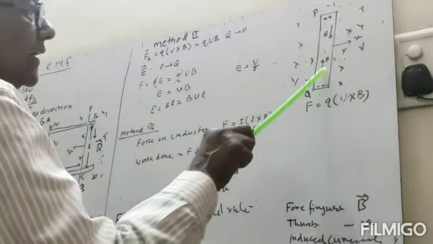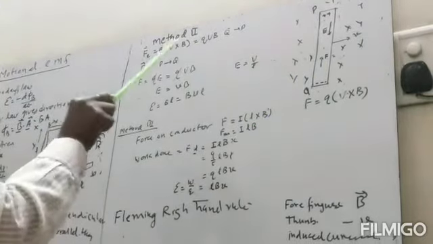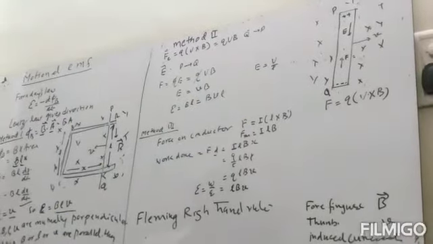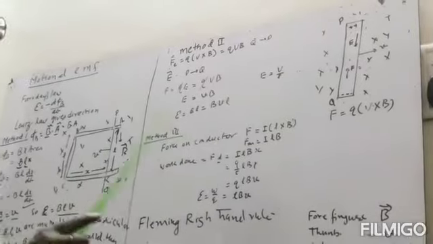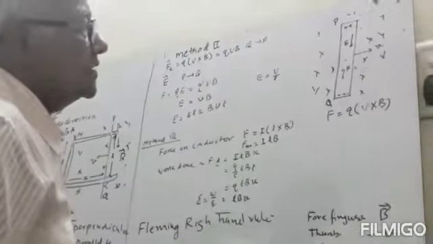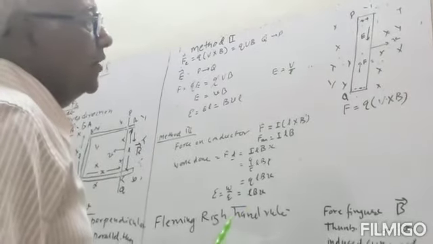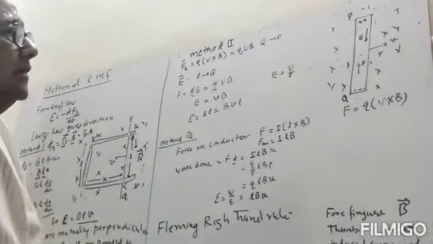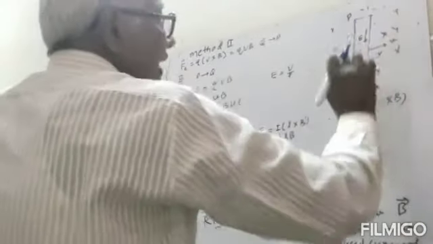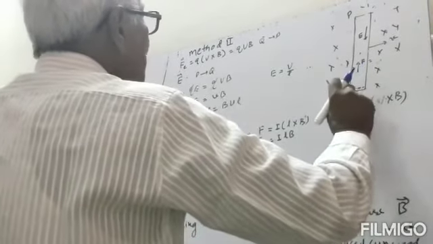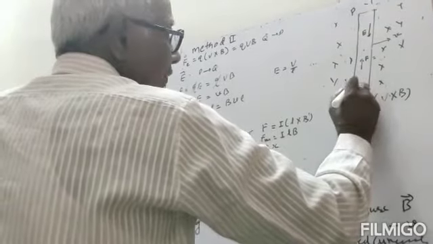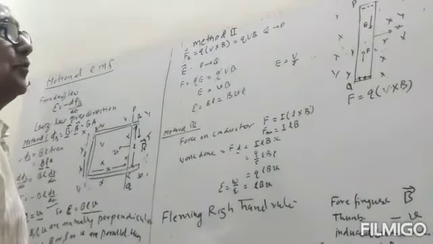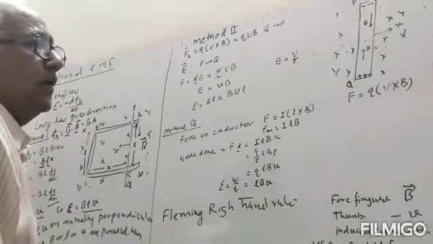This force will be equal to qvB. Now, since this force acts on the electron and the electron is free, the electron will move in the direction of the force. So the electron will move from Q to P. Here there will be a deficiency of electrons, and there there will be more electrons. So P will be negative and Q will be positive.